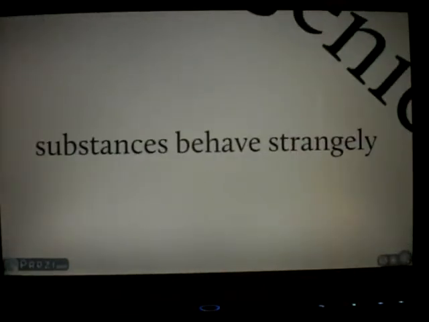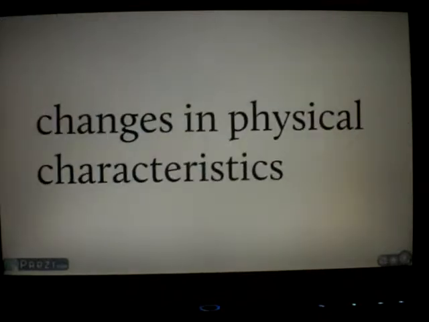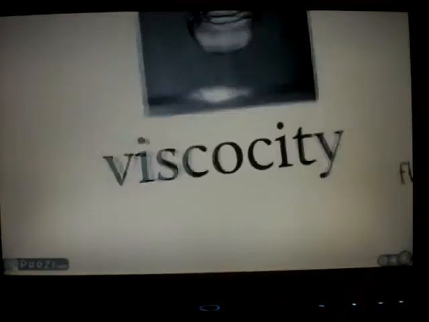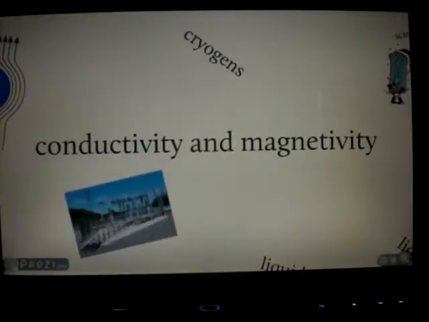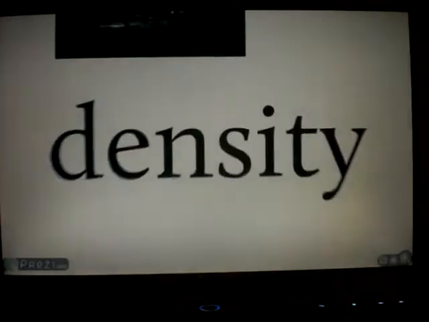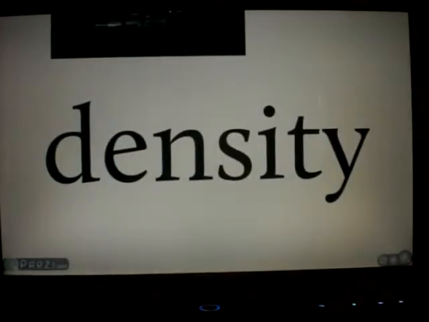Now, at these temperatures, substances begin to behave strangely, and there are many changes in physical characteristics of a material, such as viscosity, conductivity and magnetivity, and density. There are obviously many more, but these are the three I'm going to talk to you about today.